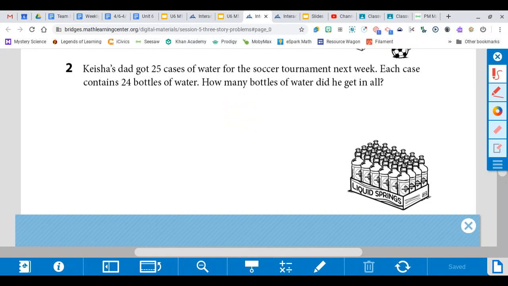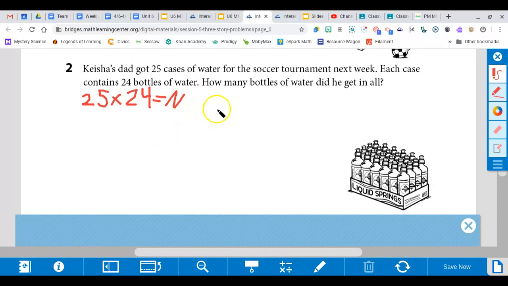So the first thing I'm going to ask myself is, what is the big question we're trying to solve in this problem? Well, it's how many bottles of water did he get in all? The next thing I'm going to ask is, do we know the total amount of water, or are we trying to find the total amount of water? In this case, we're trying to find the total amount of bottles of water that he got. So if we're trying to find the total, it's going to be a multiplication problem. If we have 25 cases and there's 24 bottles in each case, we need to figure out what 25 times 24 is.